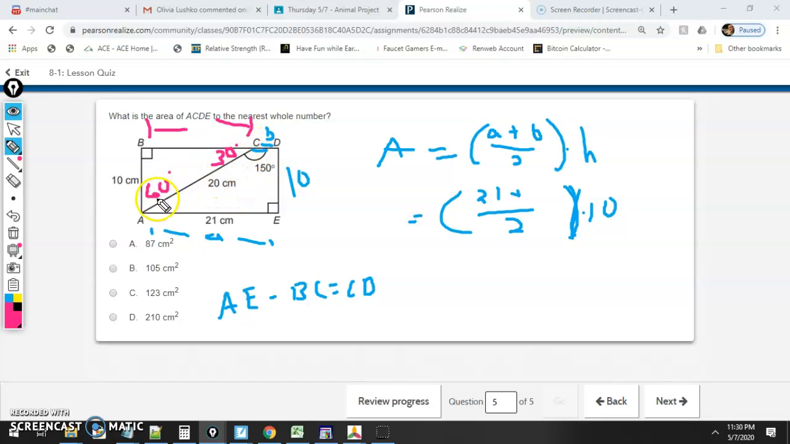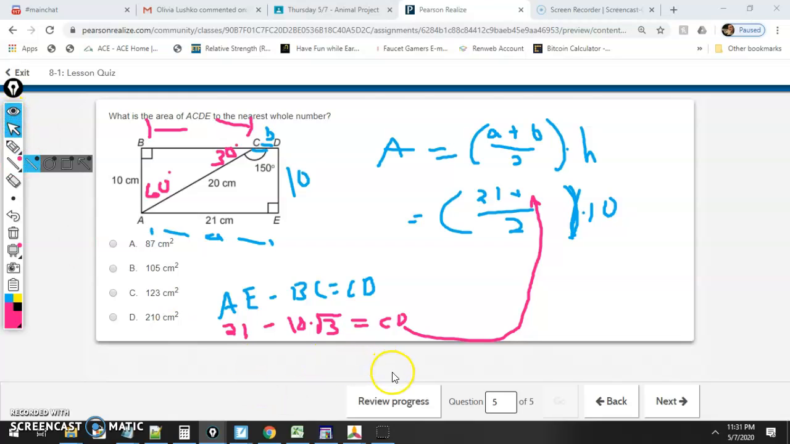So if the hypotenuse is 20, we know that this one's half of it, because remember, the short side is half of the hypotenuse. So BC is going to be 10, and then times the square root of 3. So you're going to get AE, which is 21, minus 10 times the square root of 3, and that's equal to CD. And why are we finding CD? Because you need to find CD to find the area. Once you get CD, you plug the number in right there, and then you work out the area. Hopefully, I gave you enough hints there. That should help you get the right answer on that one.